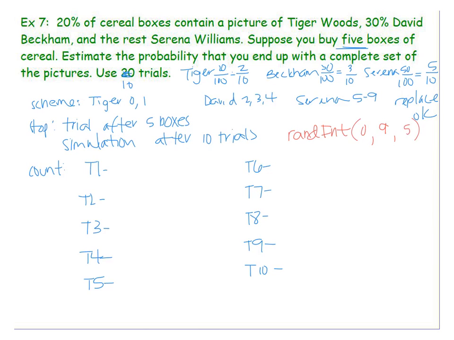So enter and I got 5, 2, 5, 3, 7. Hit enter again, I get 3, 7, 4, 5, 9. Hit enter again, I got 0, 9, 1, 2, 7. And I want you to pause the video and finish filling these in.